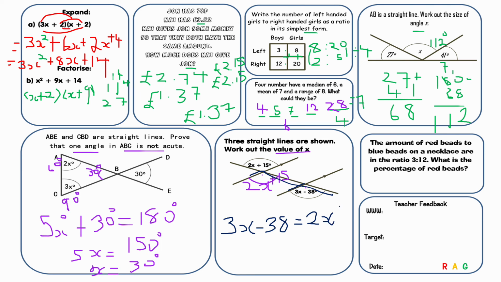Subtracting 2x on both sides, I get x take away 38 is equal to 15. Adding 38 to both sides gives me the value of x. So 15 plus 38. Well, 5 plus 8 is 13. Carry the 1. 3 plus 1 is 4. Add the 1 is equal to 5. So x is equal to 53, guys, degrees. So x equals 53 degrees.